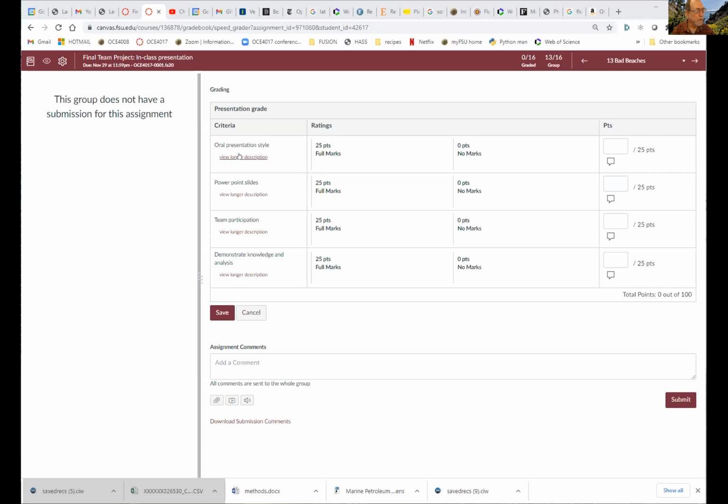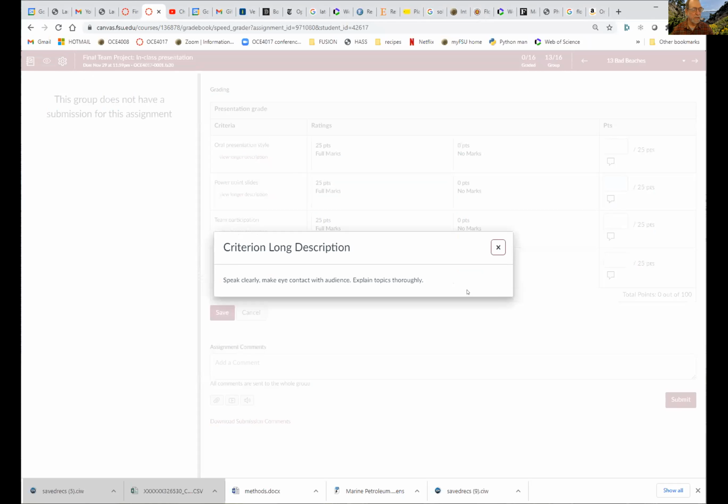I'll remind you that I'll be grading this according to the rubric, and here is the rubric I'm using. This is the rubric for the class presentation and the slides. You need to speak clearly. You need to make eye contact, which means looking at the camera. Explain the topics thoroughly. Be careful of your online presence. Make sure that extraneous noise is muted.